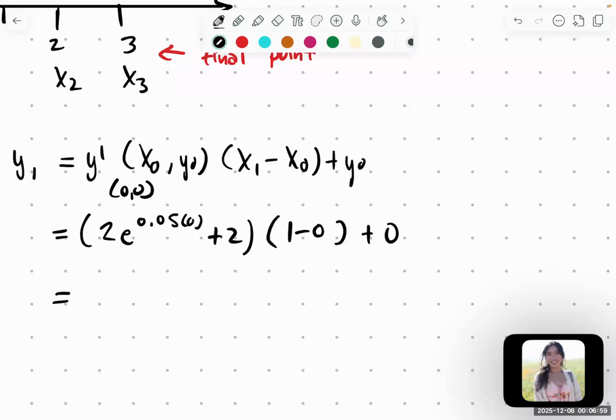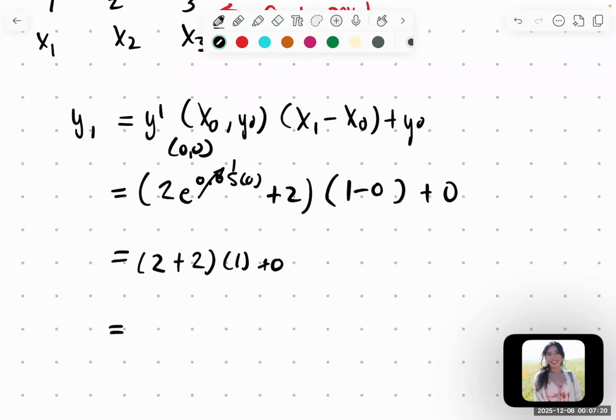So we should be able to reduce this. e to the 0 is just 1. So it's just going to be 2 times 1, which is 2, plus 2, times 1. 1 minus 0 is 1, plus 0. It's just going to be 4.